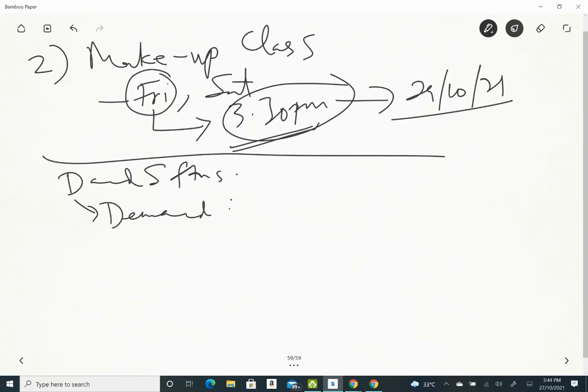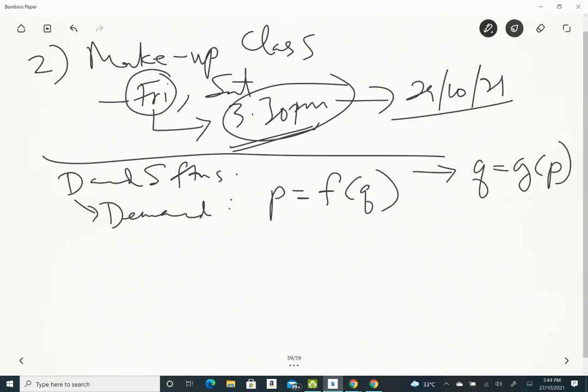Now, the way we specify the demand function is P as a function of Q. Having said that, of course, we can also say Q as a function of P. You can also do this, but normally, especially for this chapter, we will relate P in terms of Q. That means P as a function of Q.